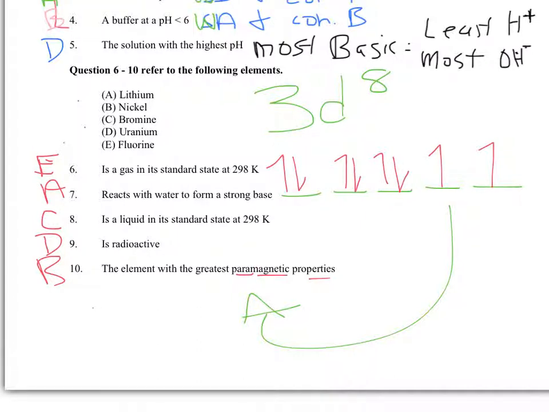Remember, paramagnetic means what? It needs more electrons to fulfill its pairs. Well, there's one missing and there's one missing. Does that make sense? Okay.